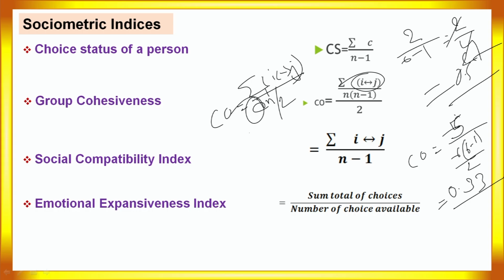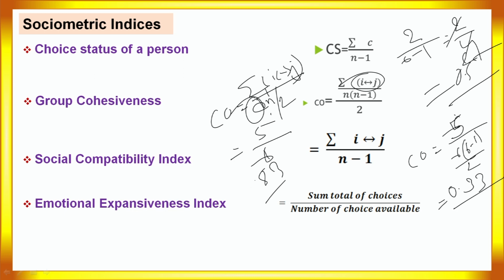D is the number of choices allowed. N is the number of members in the group. So it is calculated by this particular situation. If 2 choices are available, then it will be 5 by 2 into n, 12 by 2, which means 6. So that will be the group cohesiveness. That means if you calculate this, you will get 0.83. It is the simple elaboration.